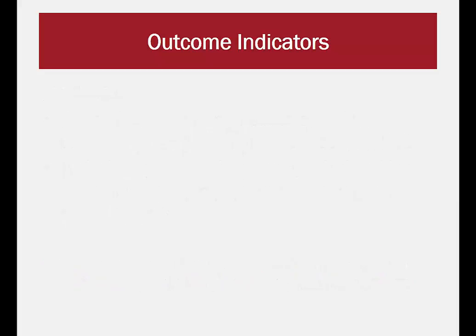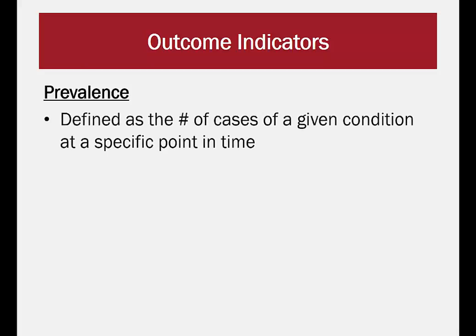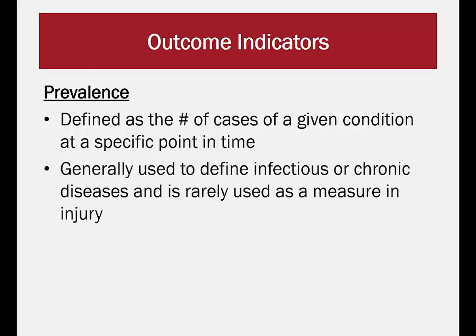Prevalence rates are less commonly used in injury reports and are generally used to define infectious or chronic diseases. Prevalence is defined as the number of cases of a given condition at a specific point in time. The difference between incidence and prevalence is that incidence refers to new cases of a specific condition, whereas prevalence refers to existing cases.